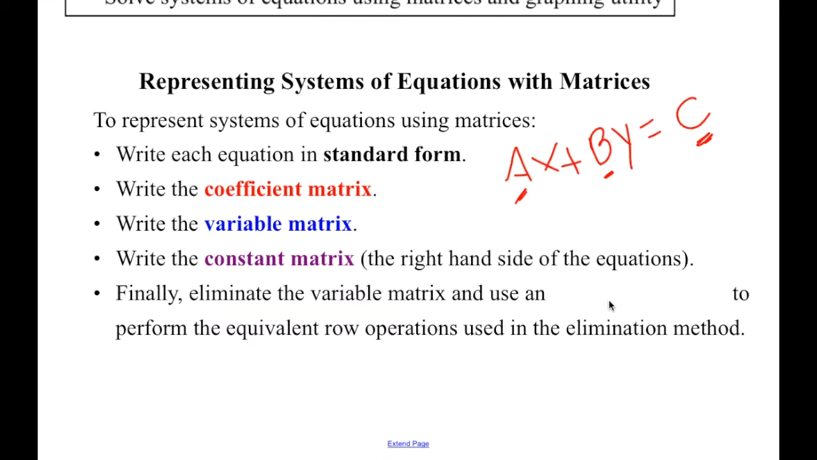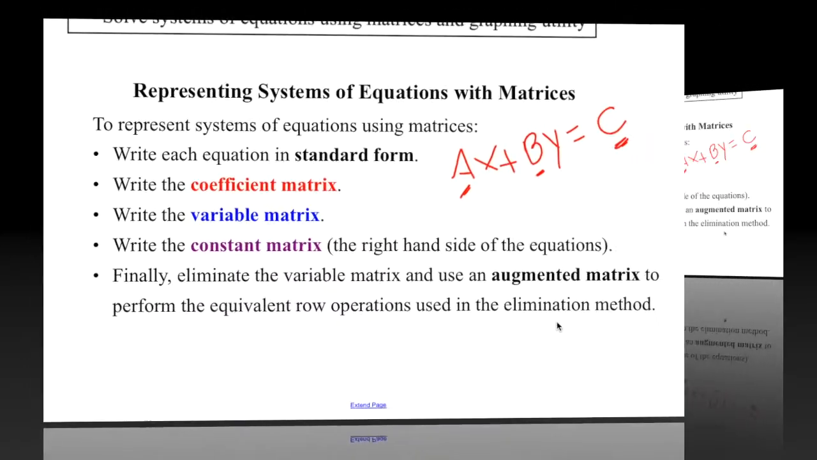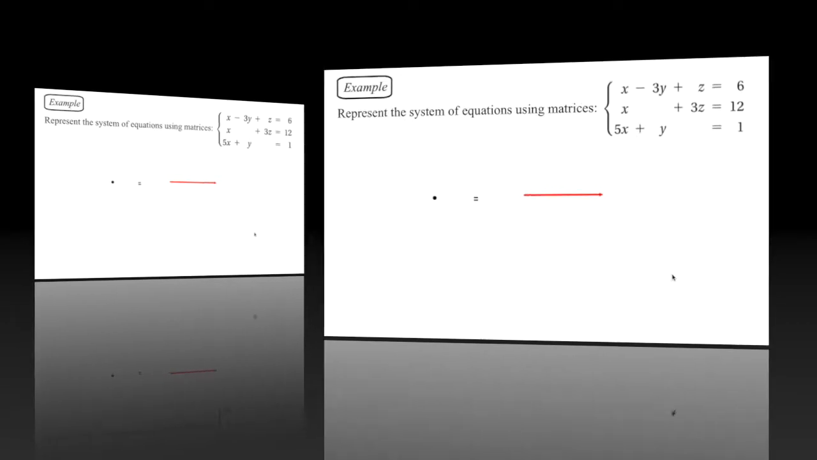And what we're going to do is eliminate the variable matrix when we're writing our matrix for our graphing calculators. We will be using what's called an augmented matrix that we input into our graphing calculator. This augmented matrix allows us to do some equivalent row operations when we're using algebra, and we're going to be using what's called the elimination method. That should be familiar to you, and we'll talk about that in some examples in the next couple of slides.